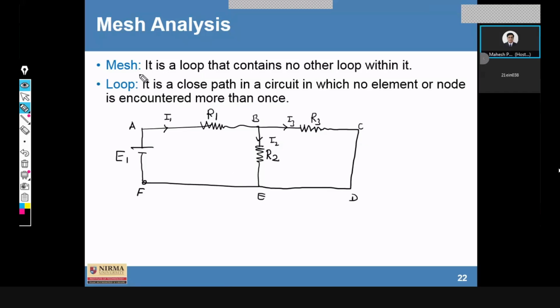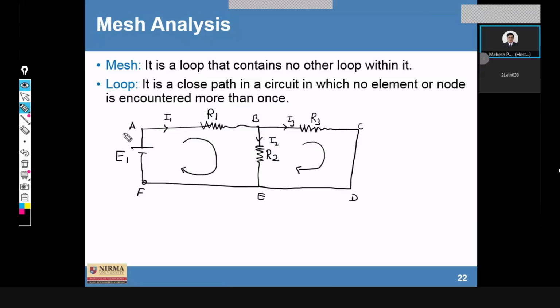So here meshes, the meaning is a loop that contains no other loops within it. So can we consider this is a mesh because there is no another loop inside this? So if we consider ABEF, that could be a mesh. Are you with me? Yes, sir. Okay. Similarly, we can write another mesh BCDE. So this is to be considered as a mesh also.